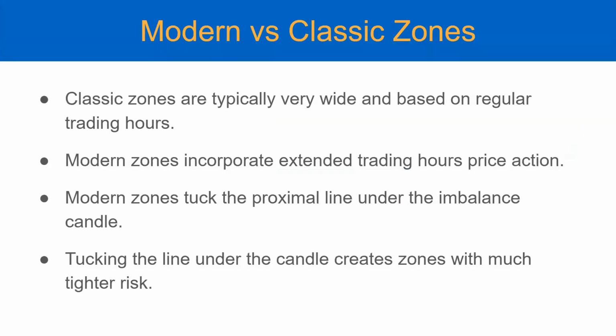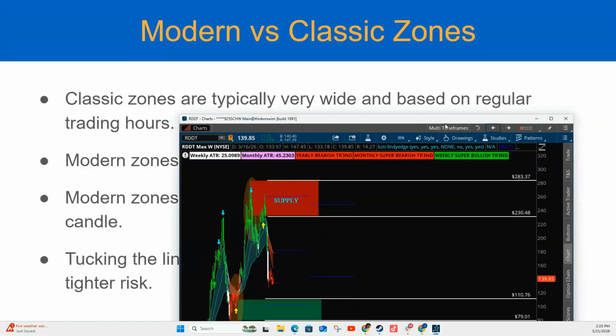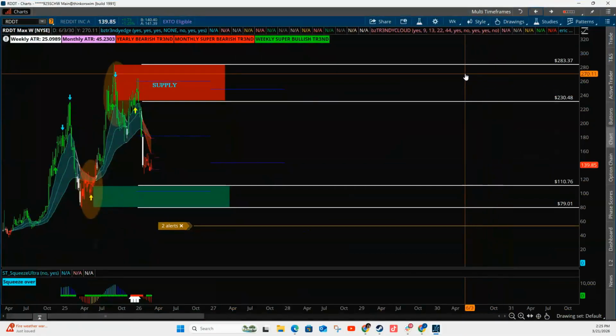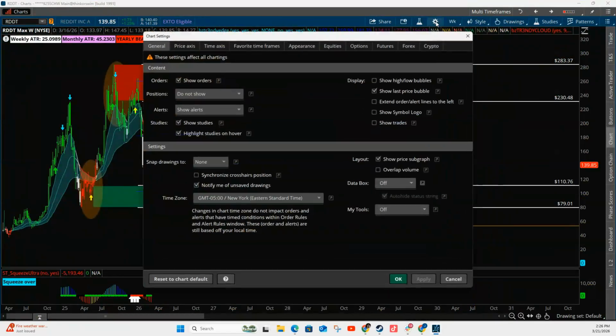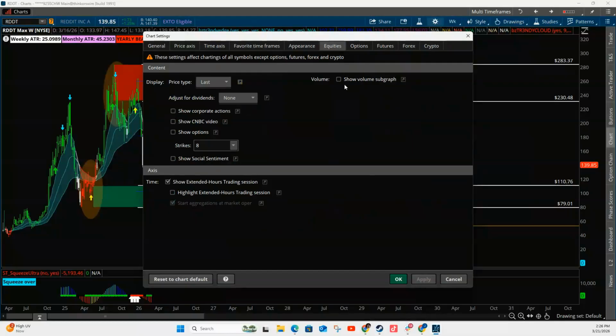So real quick, before I move on from here, and because this is recorded, this is a great time to do this. I'm going to bring this in and just show you real fast. Step one, right here at chart settings. Step two, you're going to identify this section right here: equities, options, futures, Forex, crypto, whichever ones you trade on. This is called an equity chart. I'm going to click that on. So right here, I'm showing you that: show extended trading hours session.